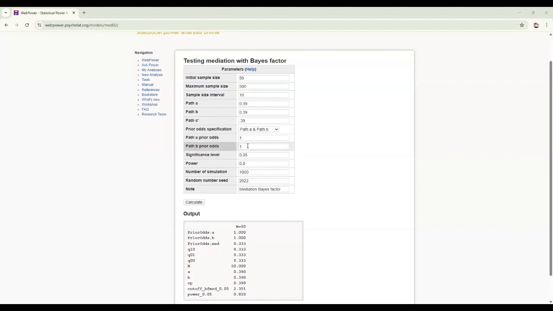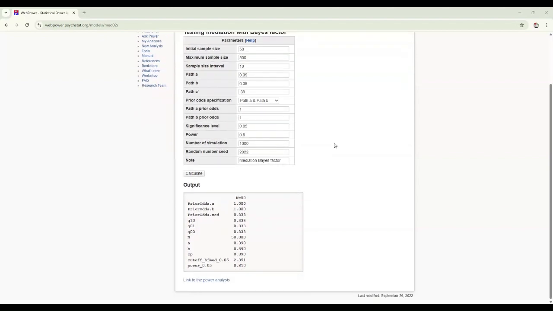So I would say leave it at one versus one for this as well. That's not having any bias for your expectation. And the significance level also can be 0.05. And again, power is very similar to the G-power setting, where you consider 0.8.